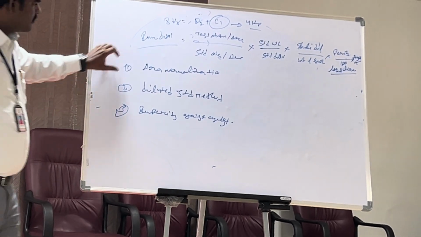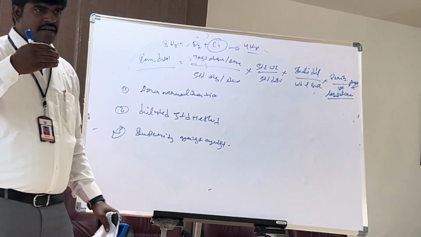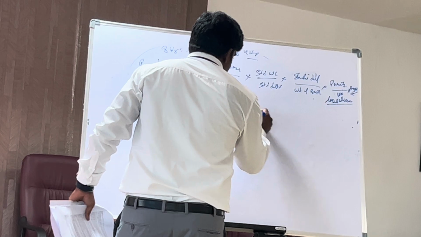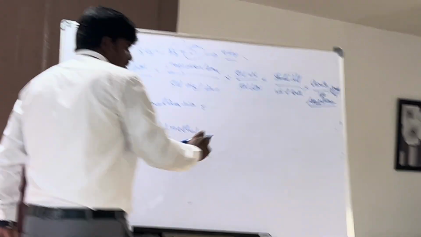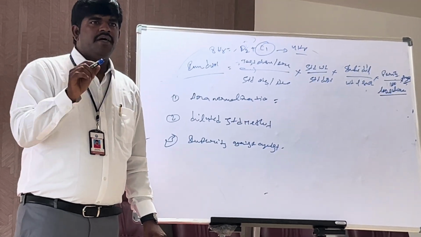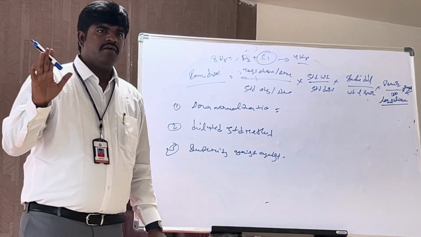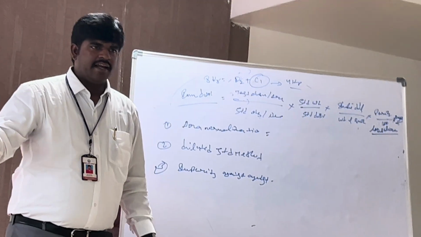Area normalization method means you simply inject the sample. For example, whatever area you get in the chromatogram, the main analyte peak divided by all the analyte areas, simply whatever the area you get, that is called the area normalization technique. So you don't need to do any further calculation.